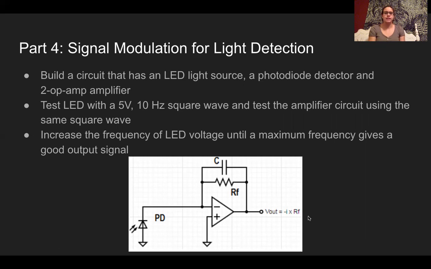You will test the LED with a 5 volt, 10 hertz square wave, and test the amplifier circuit using the same square wave. If this test does not work, switch the inputs of the op-amp to make a regular inverting amplifier or change the size of the feedback capacitor. But if it does work, you will increase the frequency of the LED voltage until a maximum frequency gives a good output signal.